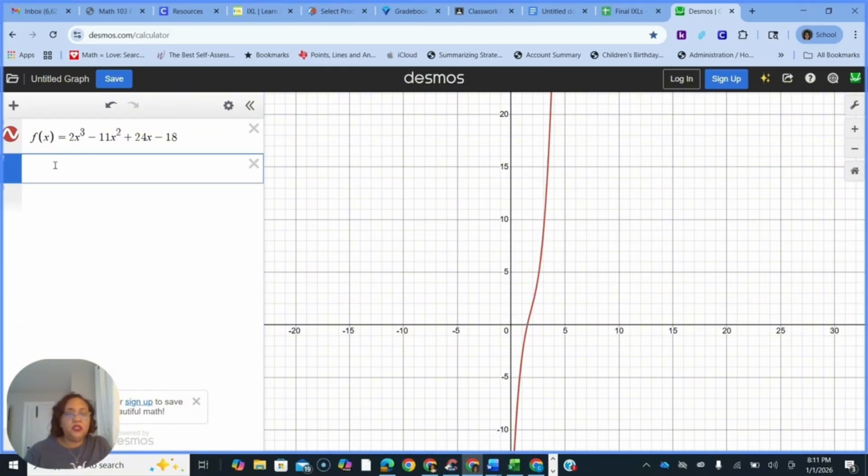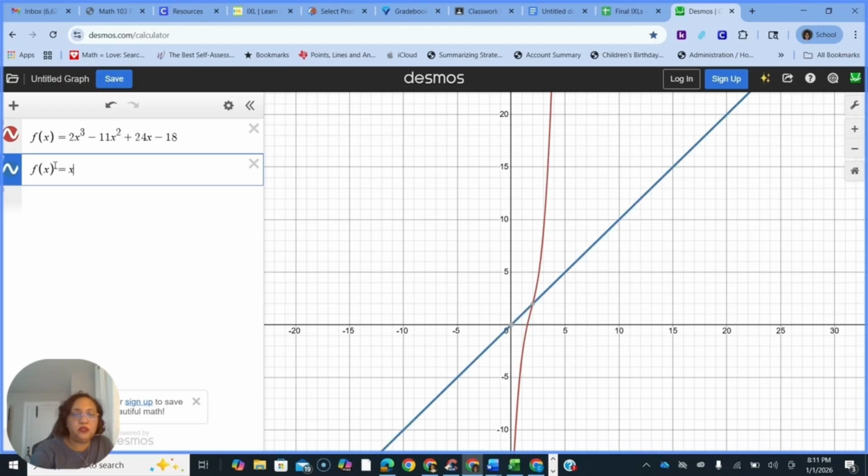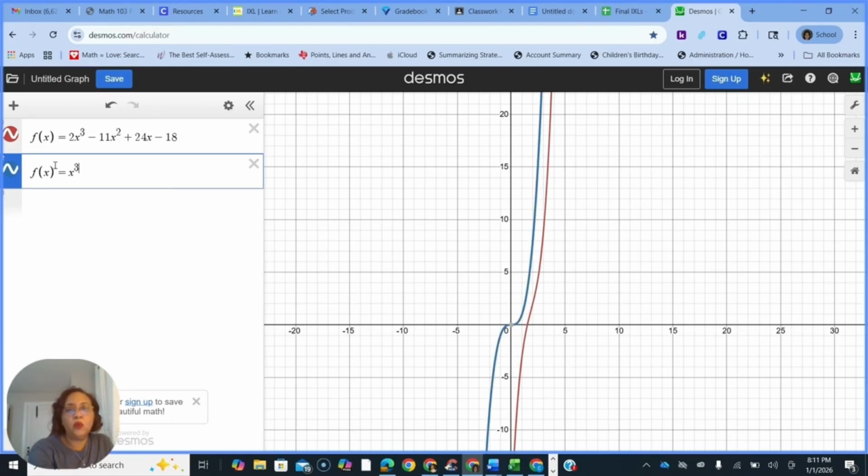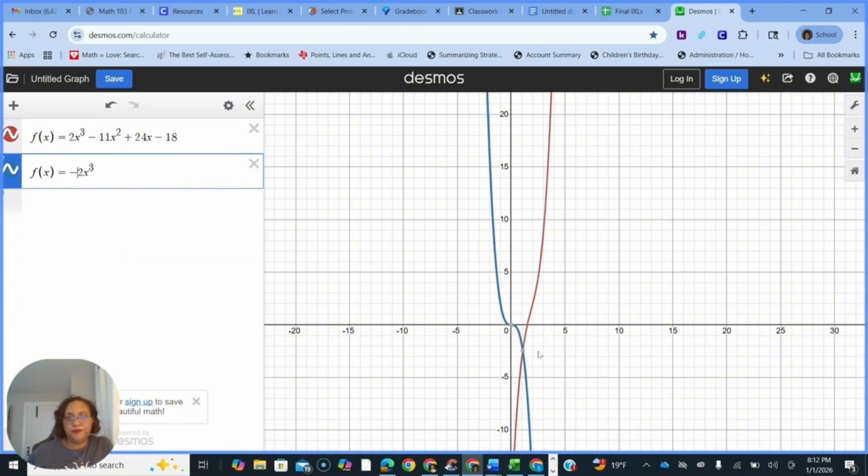Now remember that this is the parent function, f of x equals x to the third power. So there are rules, and it follows that. Now there is a positive coefficient in front of it, so you have to consider that too. So if I put a 2 there, but if I put a negative 2 there, it's actually going to flip it. So it would change it. So you have to be careful about that, okay?